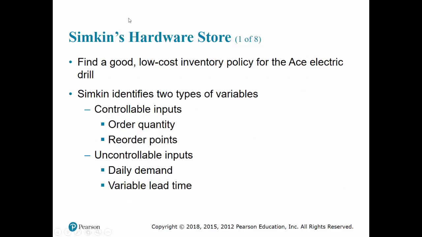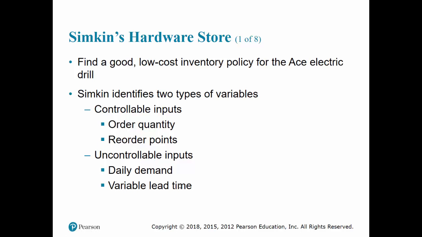So here is the example. We have a hardware store, and the controllable inputs are order quantity and reorder point. So we get to choose those, and we'll try various alternative values for these two variables. The uncontrollable inputs are the daily demand. How much is the customer demand for this product?